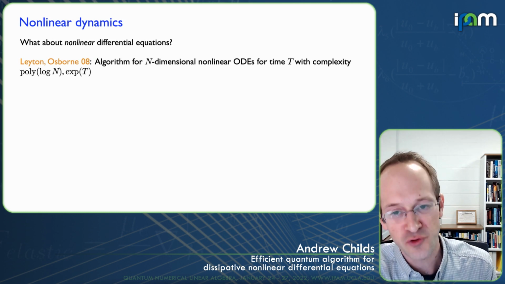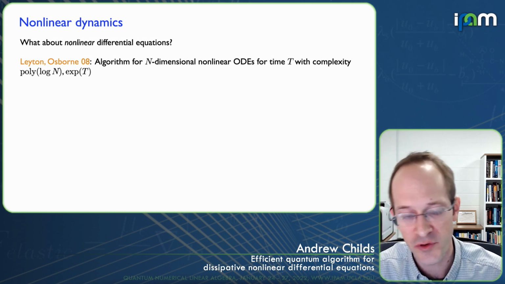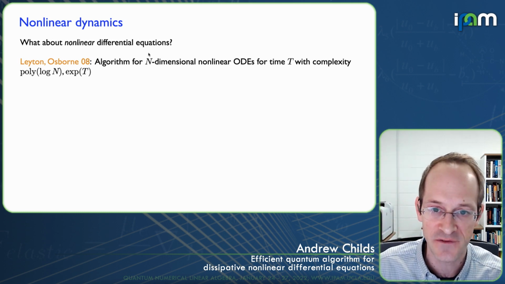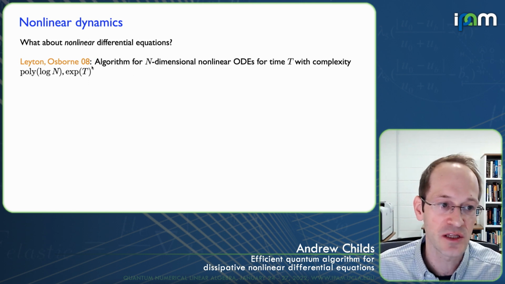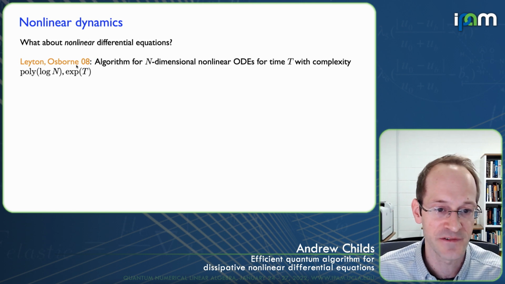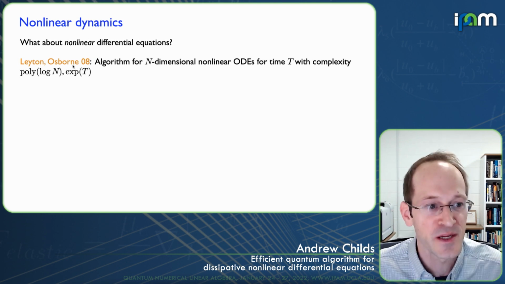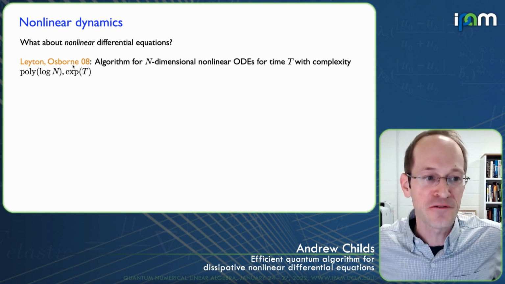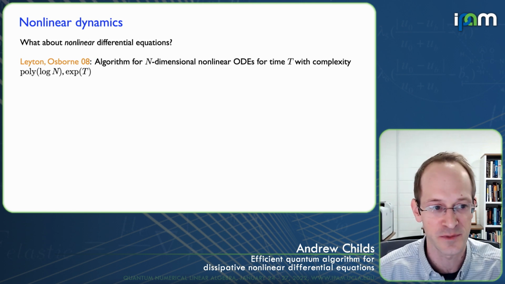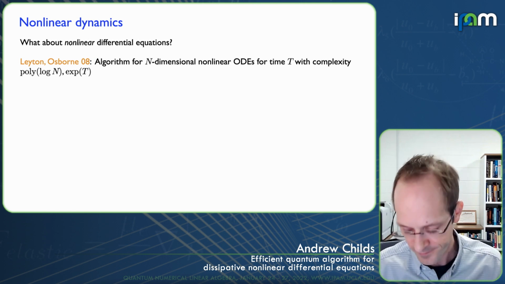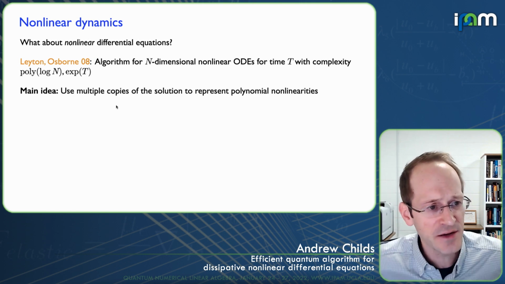But the problem with their algorithm is that while it has good complexity as a function of the dimension, it has a running time that's exponential in the amount of time that you want to evolve the system of equations for. And that's not so great because it means you're really not going to be able to evolve for very long times before the complexity of the algorithm is just too large for it to be useful. But how does the algorithm work?